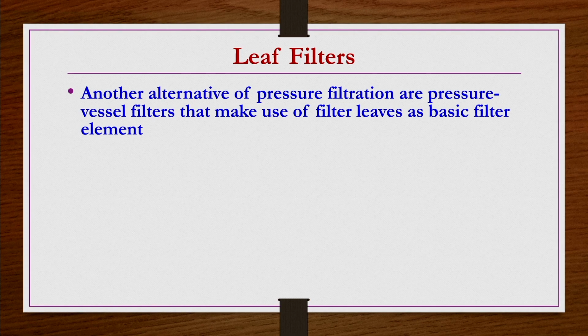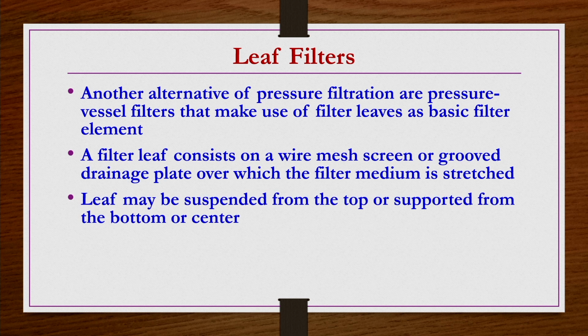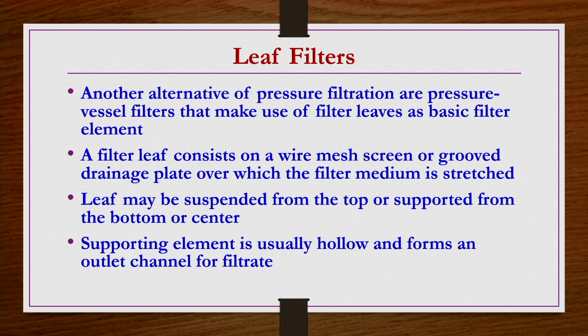Another alternative of pressure filtration is the pressure vessel filter that makes use of filter leaves as the basic filter element. A filter leaf consists of a wire mesh screen or grooved drainage plate over which the filter medium is stretched. A leaf may be suspended from the top or supported from the bottom or center. All three types of designs are possible. The supporting element is usually hollow and forms an outlet channel for filtrate.